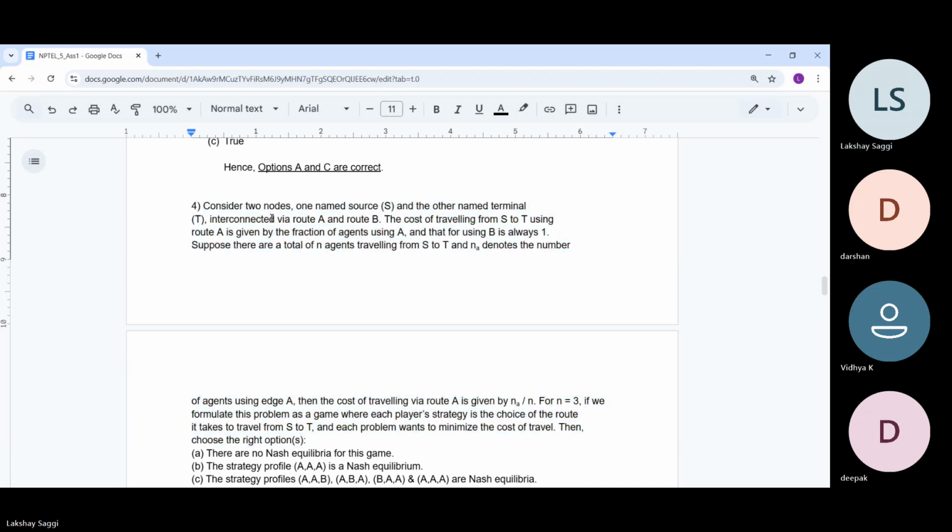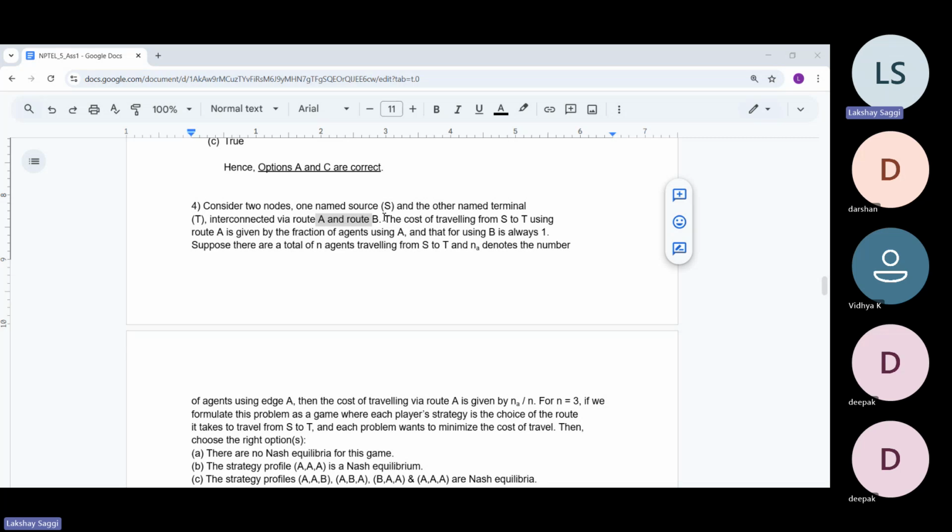Okay. So here the problem says that consider we have two nodes. Let's say we call one a source node, the other a terminal node. And they are interconnected via route A and route B. So there are these two nodes, source and sink. So there are two roads, and the cost of traveling from S to T using route A is given by the fraction of agents using the road A.